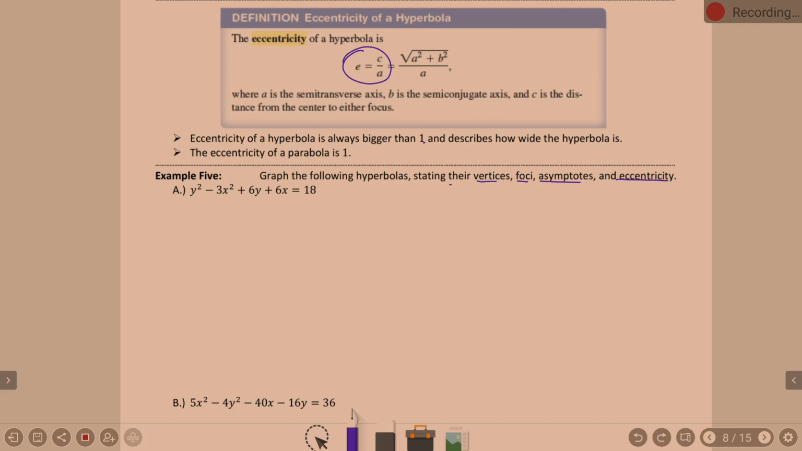So in this case, what am I going to put first? I have a positive y squared, so I'm going to group my y terms first, and then my x terms because I have a negative x squared term. So I'm going to group this as y squared plus 6y. Then I'm going to group my x's, minus 3x squared plus 6x, and then 18's already on the right side, so I don't have to worry about moving anything over.